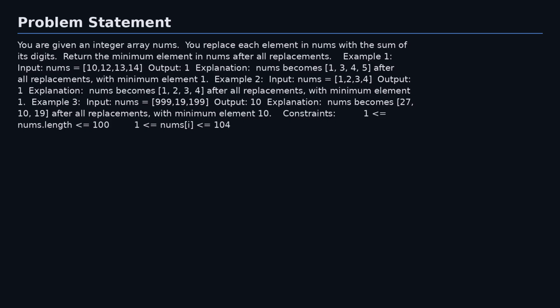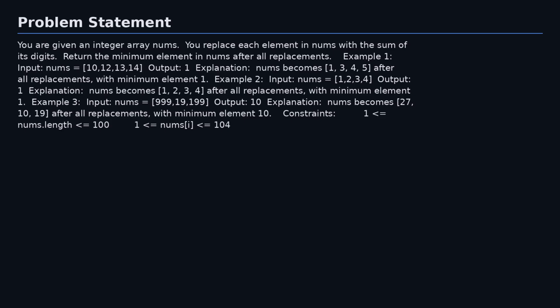Today, we're going to tackle a problem from LeetCode, called minimum element after replacement with digit sum. This is an easy problem, but it's a great way to practice your coding skills and think about how to approach problems in a logical way. So, let's get started and see how we can solve this problem.